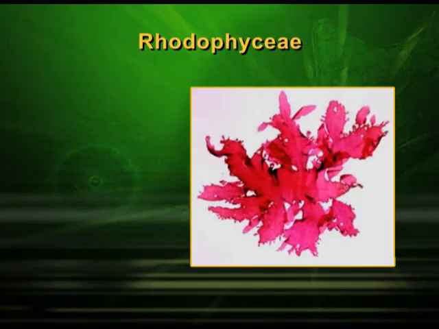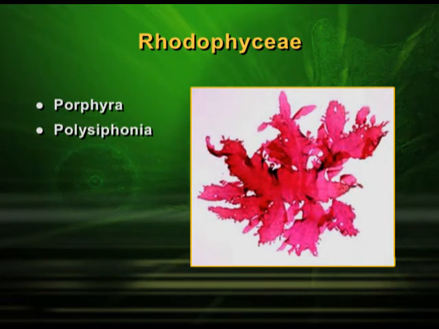But the thing to appreciate is that all the three kinds of reproduction are found in this particular class also, called Rhodophyceae. The good examples of Rhodophyceae are Porphyra, a very famous example, Polysiphonia and Gelidium.